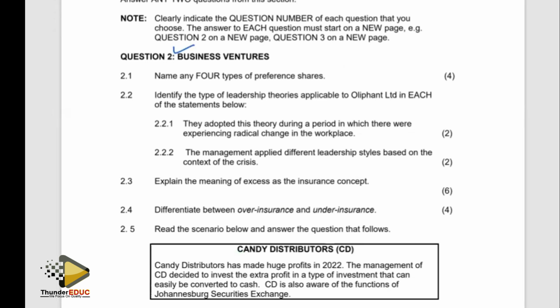Okay, right. So now let's check 2.1 in particular. Name any four types of preference shares. We have many types of preference shares, and also you must know when you talk of preference shares, we are referring to which type of shareholding. If you still remember, in a business we have different levels or different types of shareholding. So now this one of preference shares, we refer to that part of our business ownership where the investor has actually invested a large sum of money.